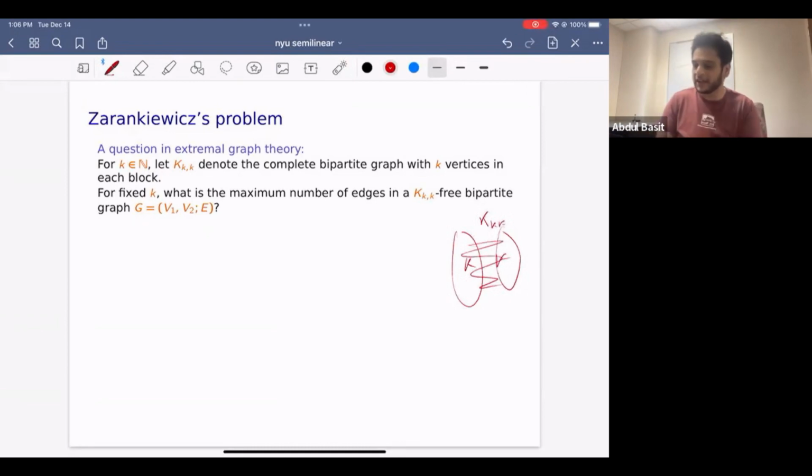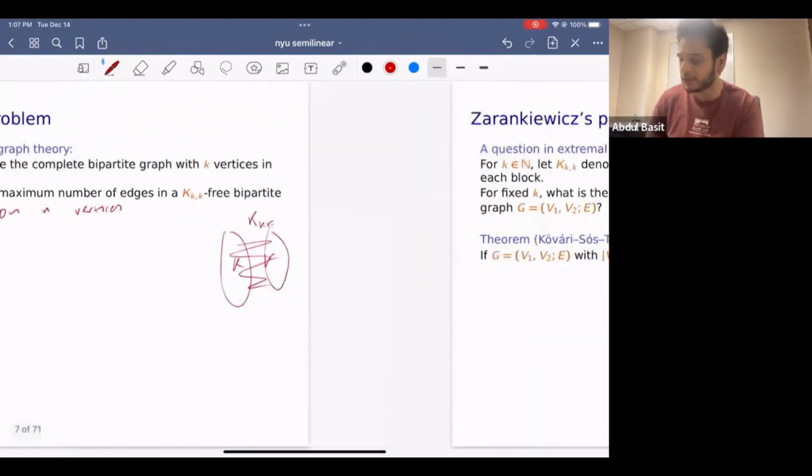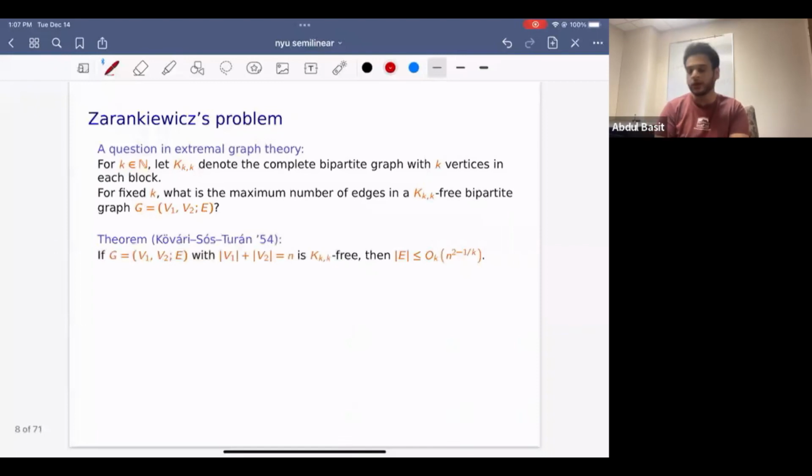For fixed k, if I have a bipartite graph G on n vertices, and it doesn't include this K_{k,k} configuration, what's the maximum number of edges it can have? And this turns out to be related to the problem that I talked about. So this is a central question in extremal graph theory. And what do we know about it?